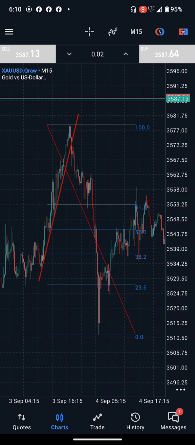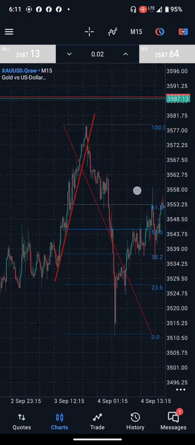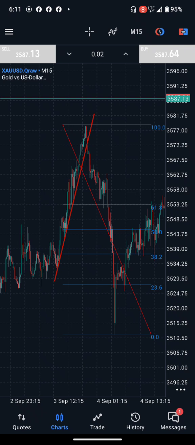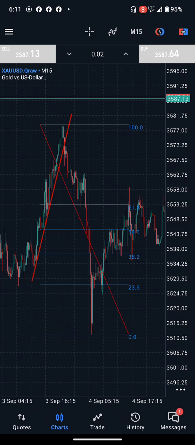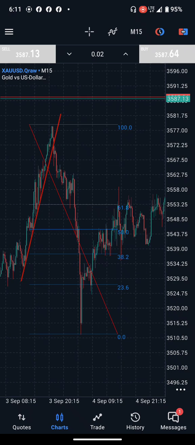But if the market breaks the line, there's high probability that the market is going to 50.0, which is the next line. If the market breaks 50.0, there's high probability that the market is going to 38.2. If the market breaks 38.2, there's high tendency that the market is going to 23.6. If the market breaks 23.6, there's high tendency that the market is going to 0.